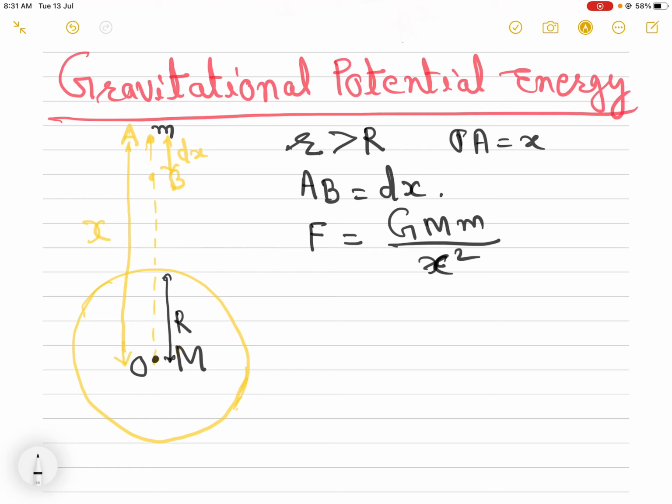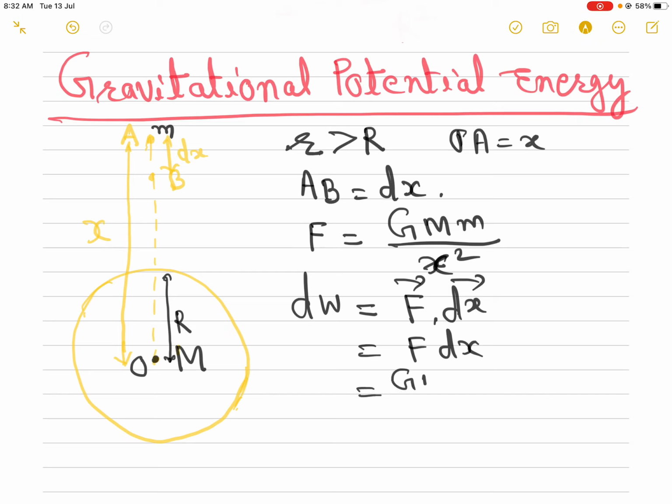Now, we are bringing this body from A to B for small distance dx. So, work done will be F dot dx. So, it will be F dx because F and dx are in the same direction, and we know that A dot B is equal to AB cos theta. So, F dot dx will be F dx cos 0. So, now put the value of F, it is G M m by x square dx.